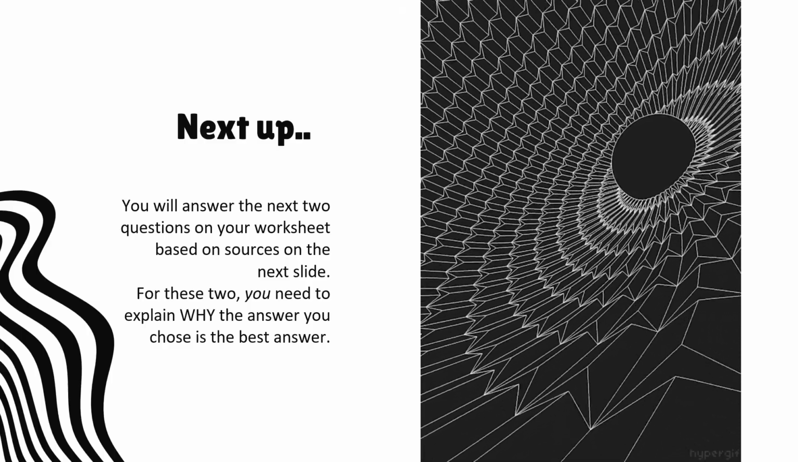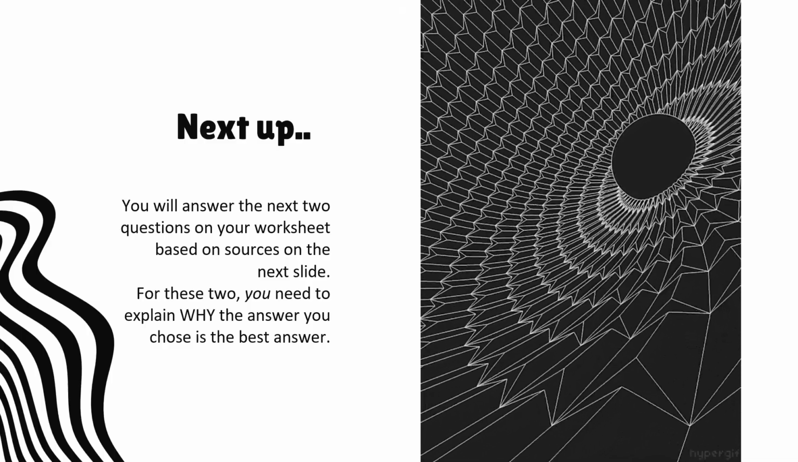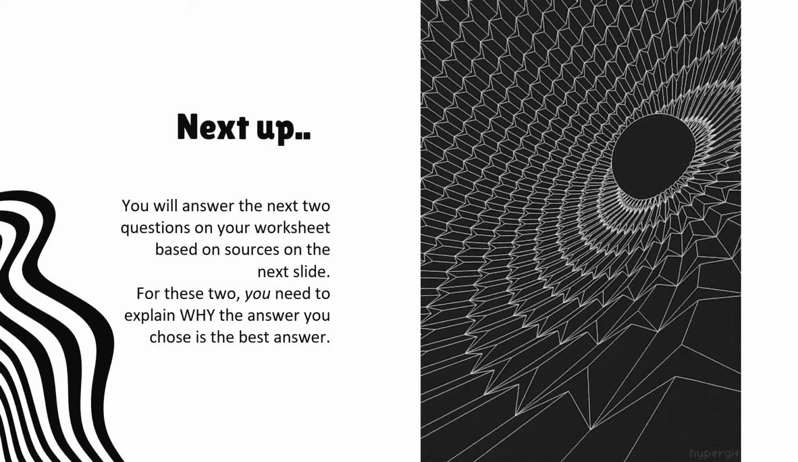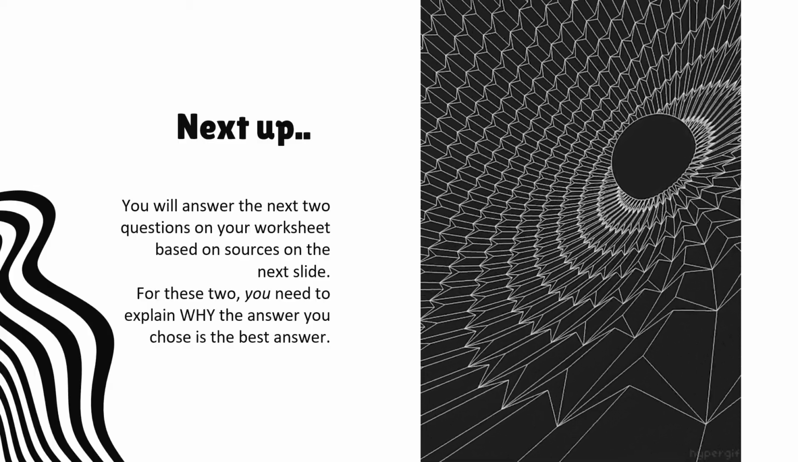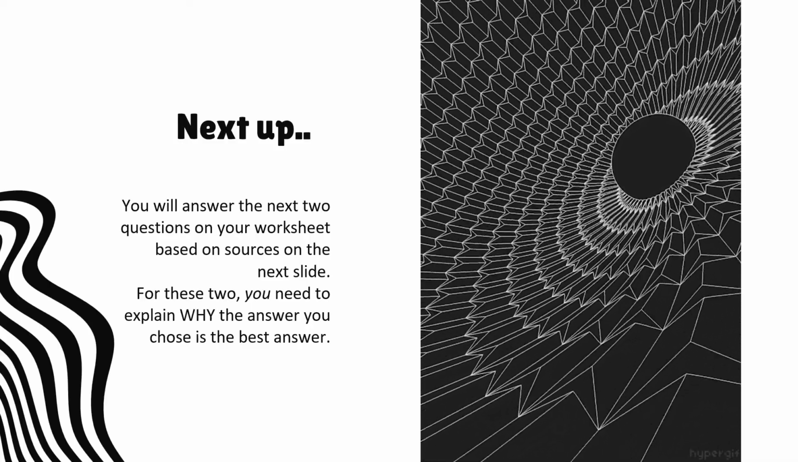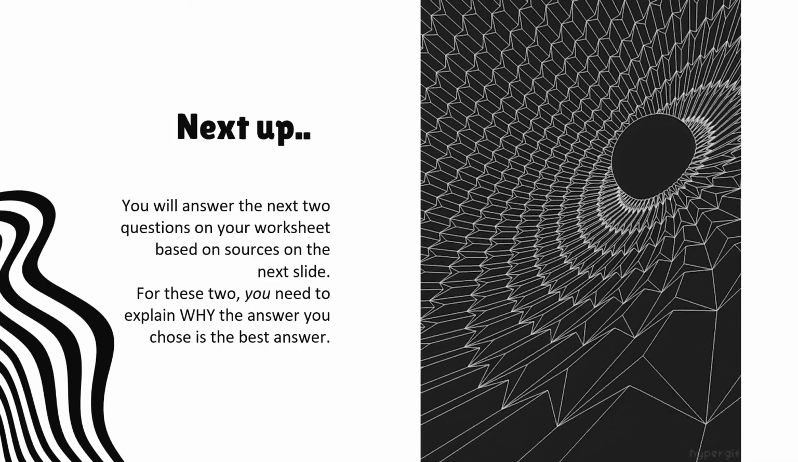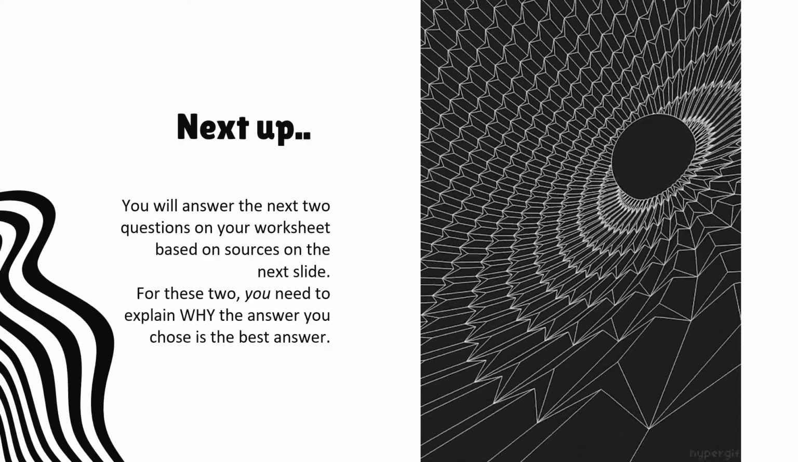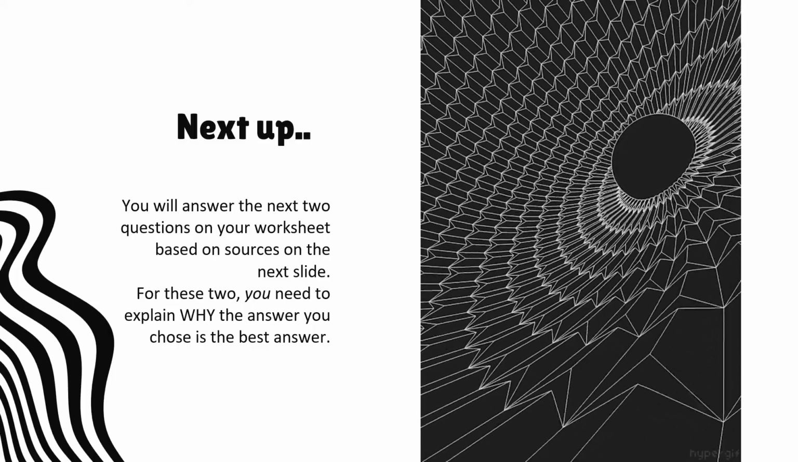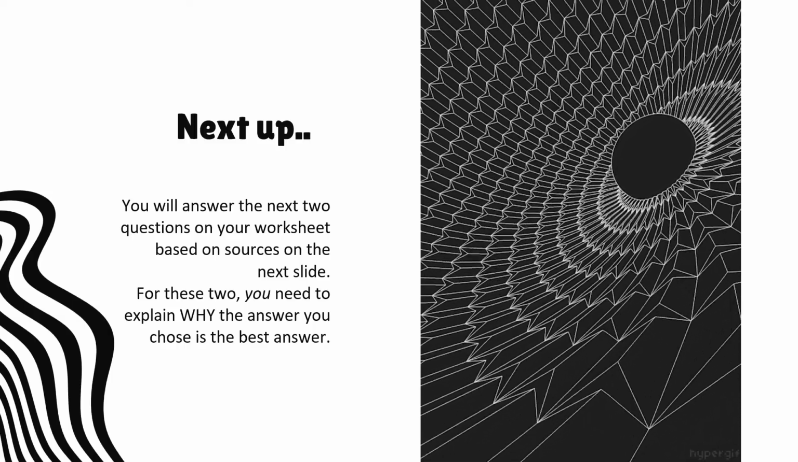All right, so now what you're going to do is move forward to the next 2 questions on your worksheet. When I move to the next slide in the video, it has the sources you'll need. For these 2, you need to answer why you chose the answer that you chose and why it's the best answer. Kind of like we just explained with the ones we just went over, it explains, okay, C is correct because, and you have to be able to tell me why you chose that answer.